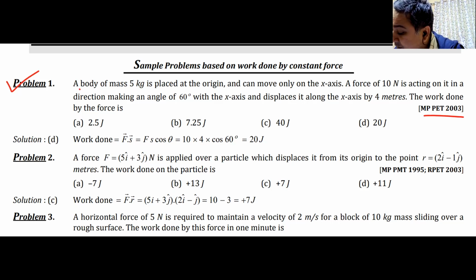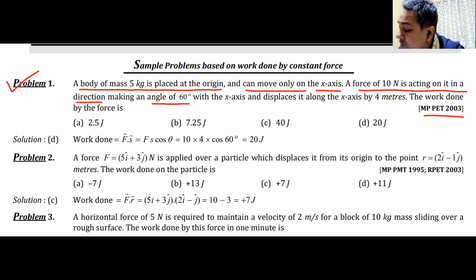The question is pretty simple. A body of mass 5 kg is placed at the origin and can move only on the x-axis. A force of 10 Newton is acting at a direction making an angle of 60 degrees with the x-axis and displaces it along the x-axis by 4 meters. What is the work done by this force? The time starts now. Simple question. Should be done simply.